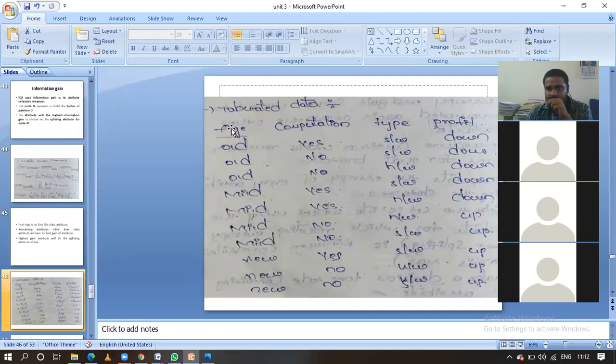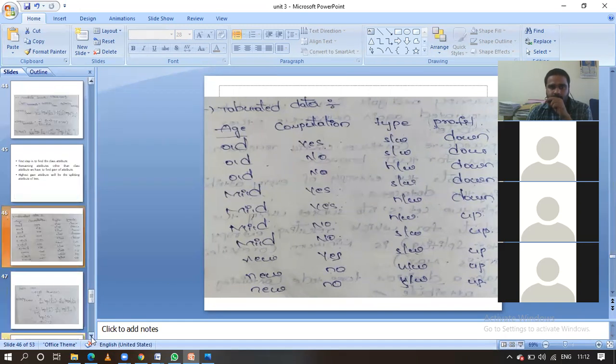Okay, suppose we calculated the gain for attribute age, likewise the gain for attribute computation, and the gain for type as well. Out of the three, whichever has the highest value, that one will be the root of that decision tree guys, that will be the root of the decision tree. Okay, understand, this is the overall procedure. Now let us go for the overall problem.